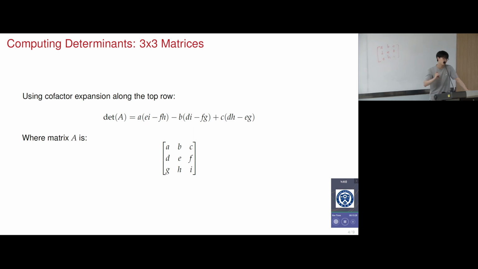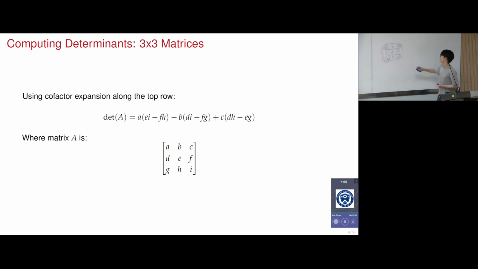I wrote down the formula, but you might not know what's happening, so I'll explain. For this case, we're doing cofactor expansion along the top row. We can actually do it on different rows. I'll tell you how we do this with the top row, but you can use other rows and columns too, like the first column, or the third column, or the third row. But for now, we'll just focus on the top row for simplicity, okay?